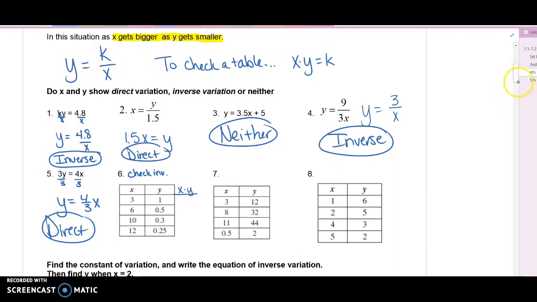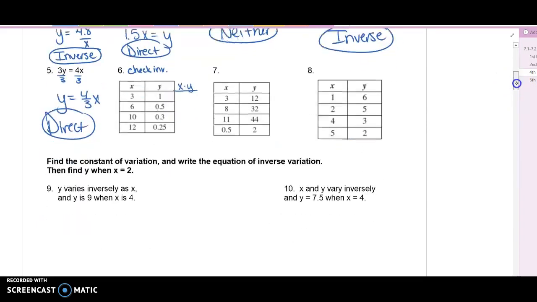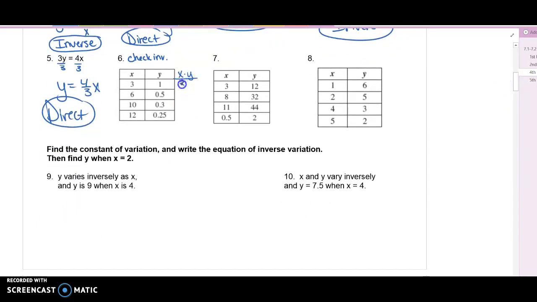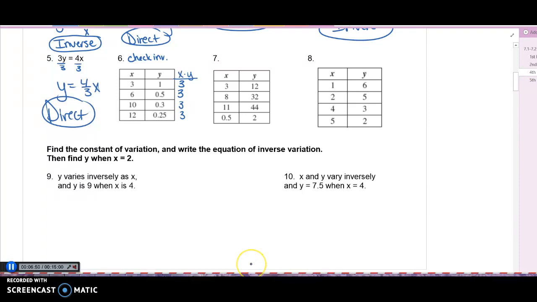So let's check it. What is 3 times 1? 3. What is 6 times 0.5? What is 10 times 0.3? What is 12 times 0.25? Do we have a constant number when we take x times y? Yes, that means this is inverse variation.